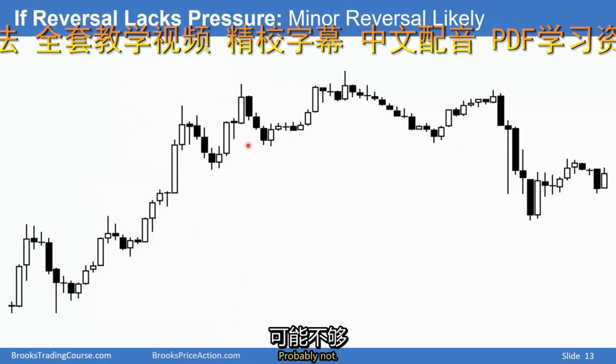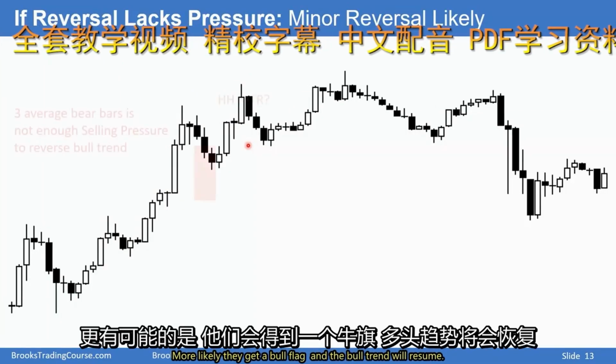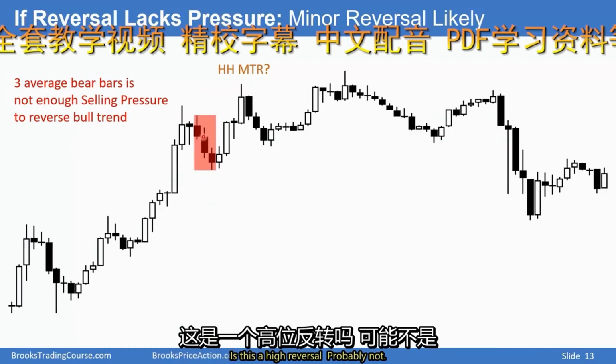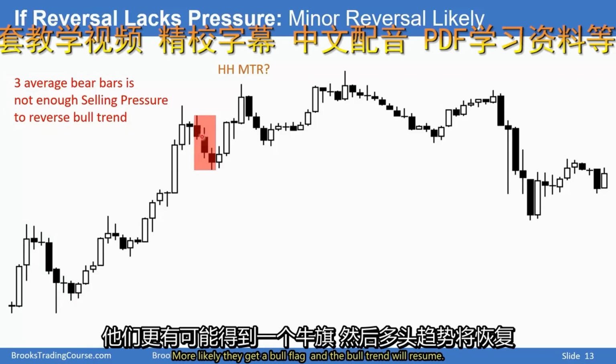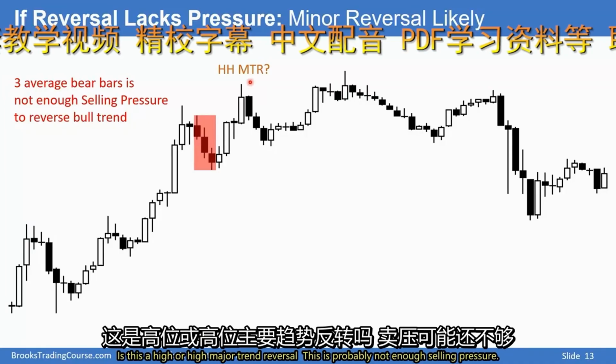Again, if a reversal lacks pressure, the reversal is probably minor. 3 bear bars, 4 bear bars. Is that enough for a major reversal? Probably not. The best the bears probably get is a trading range. More likely they get a bull flag and the bull trend will resume.